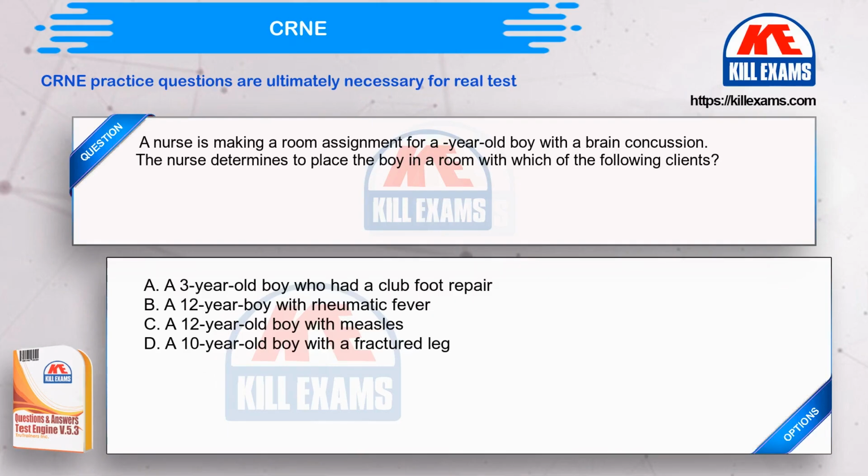Question: A nurse is making a room assignment for a year-old boy with a brain concussion. The nurse determines to place the boy in a room with which of the following clients? Option A: a 3-year-old boy who had a club foot repair. Option B: a 12-year-old boy with rheumatic fever. Option C: a 12-year-old boy with measles. Option D: a 10-year-old boy with a fractured leg.